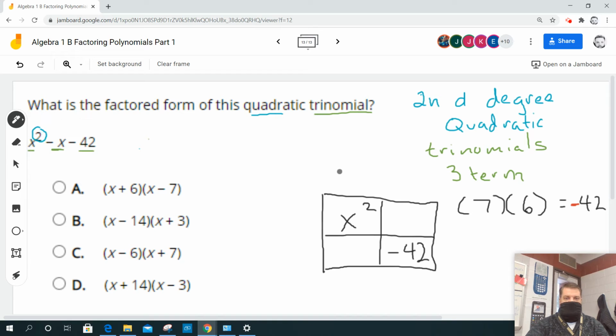X squared can only be gotten by going x times x, right? X squared can only be a product of x times x. And we figured out that 7 goes here and 6 goes here probably. But I got to figure out which one should be negative. Should it be 6 or should it be 7? Well, the way that I determine that is I have to keep in mind that those two diagonal terms have to add up to a negative 1. In other words, 7 plus 6 somehow has to add up to a negative 1.